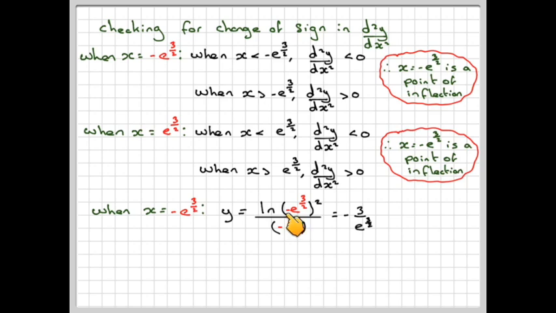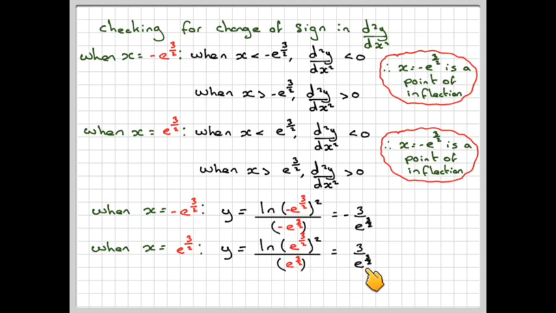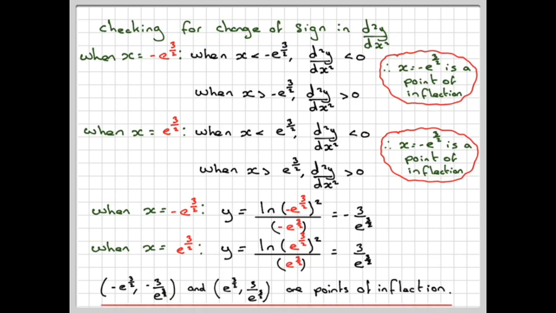Be careful to square the minus sign first, otherwise you won't be able to find any result. And when x is e to the 3 over 2, we get ln of e to the 3 over 2 squared over e to the 3 over 2, which will give me 3 over e to the 3 over 2. So minus e to the 3 over 2 and e to the 3 over 2 are points of inflection.